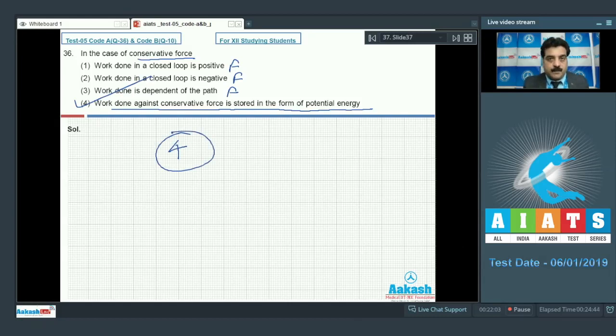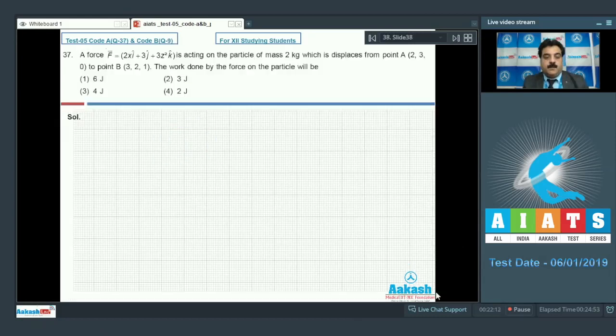Let's move on. Question number 37. In question number 37, a force (2x i cap + 3j cap + 3z² k cap) Newton is acting on a particle of mass 2 kg, which is displaced from point A (2, 3, 0) to point B (3, 2, 1). The work done by the force on the particle will be.